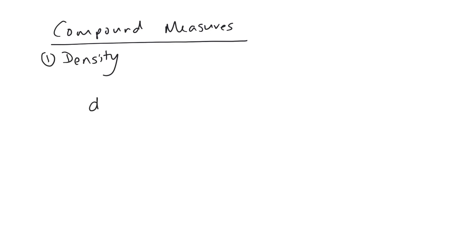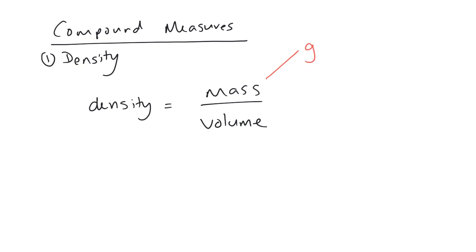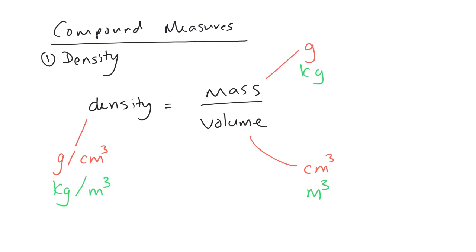So our formula for density equals mass over volume. Something that we need to be careful about are the units. If the mass is in grams and the volume is in centimeters cubed, then our density will be in grams per centimeter cubed. If the mass is in kilograms, that means our volume will be in meters cubed and our density will be in kilograms per meter cubed. So you have to check that your units are in the correct pairing. So it either has to be all the ones in red or all the ones in green.